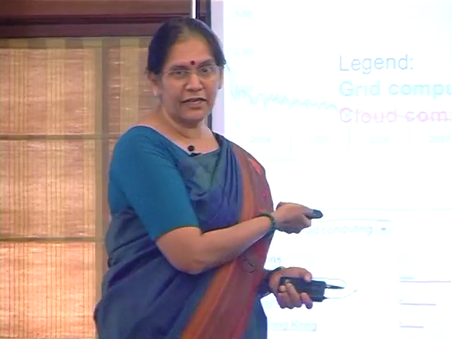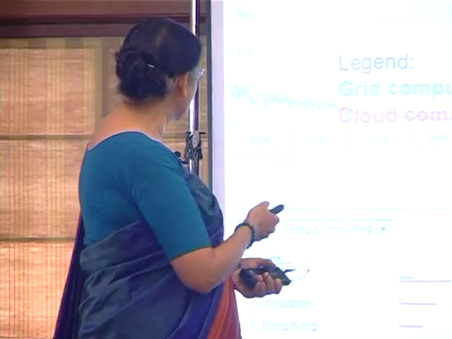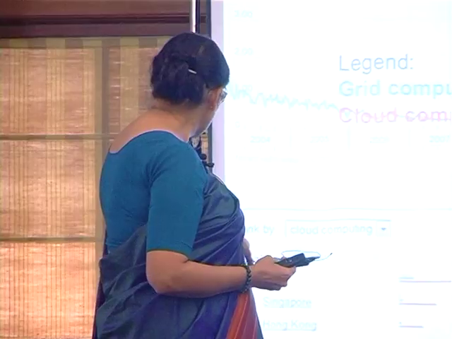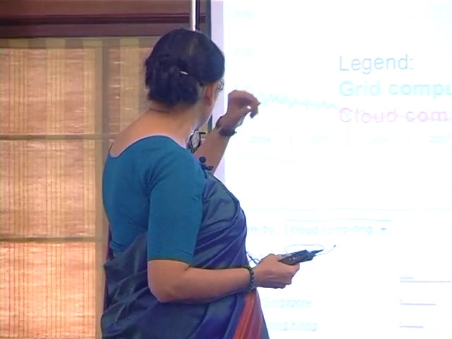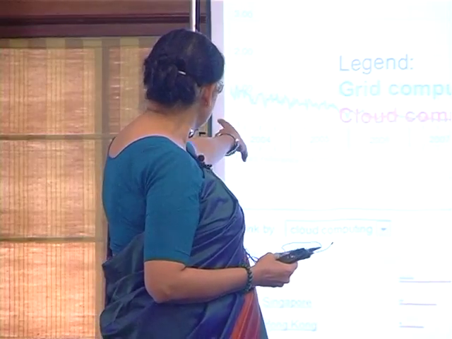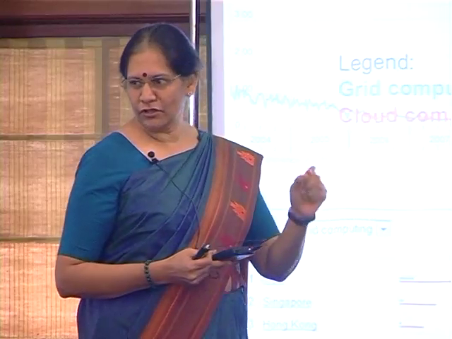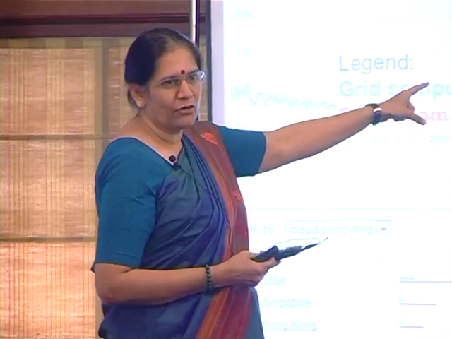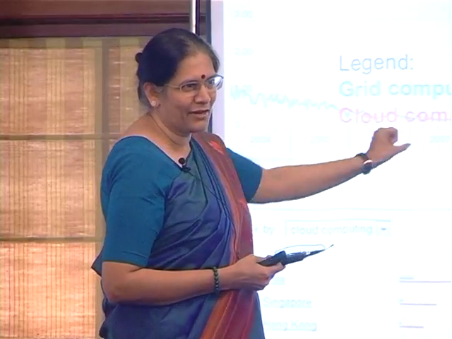And this authenticates this. This is Rajpuya's slide. Rajpuya is like an evangelist on cloud. He's from University of Melbourne. So he presented this in one of our meetings. And this is a search on Google on the word cloud computing and grid computing. So the red one is cloud and the small blue one is grid.